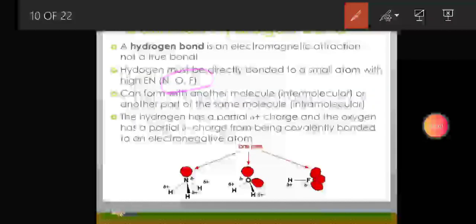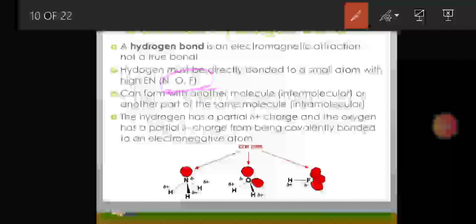So we have bounded ourselves to two types of atoms. One of them is electron deficient hydrogen, which is always partial positive, and the electronegative atom may be any one of nitrogen, oxygen or fluorine. If such a case is there, then the forces of attraction operating between the molecules are said to be hydrogen bonds.